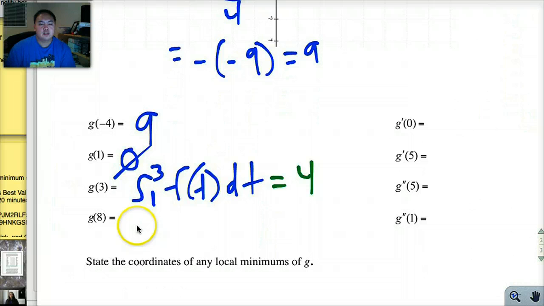And then, just so you know, I'm not going to do it for you, but it says g of 8. So I'm going to try to find the integral from 1 to 8, or the area of the curve from 1 to 8. Now, here's where it gets trickier. What if I have these primes and double primes? What do I do? Alright, let's take a look at this.